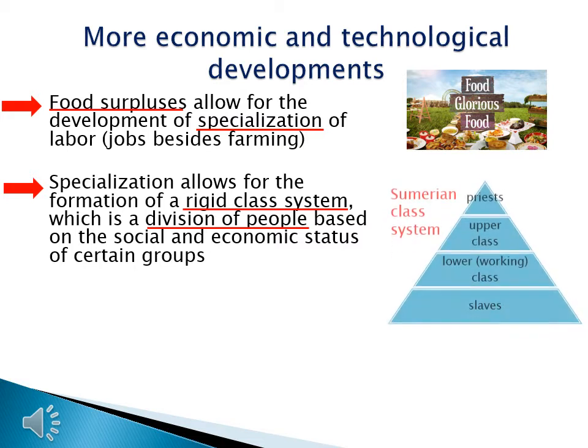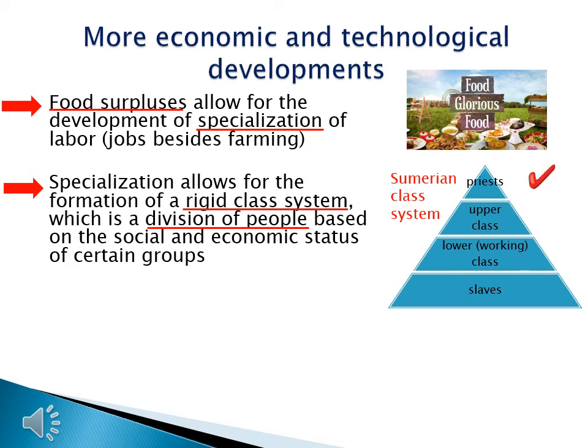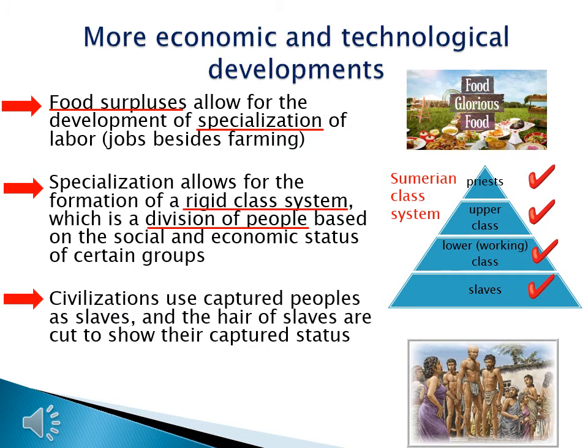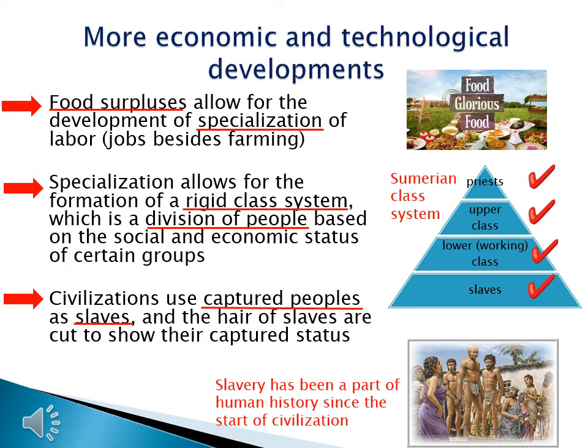So, for example, here's the Sumerian class system. You can see on the top are the priests. Those are the few people who basically run the civilization, saying what needs to happen according to the needs of the gods. Under them is the upper class. Those are the people who control the majority of the civilization. Under them are the lower or the working class. These are the people who are doing the jobs needed for civilization to move forward, like scribes and merchants and artisans. And then under them are slaves. Civilizations use captured people as slaves. They even cut the hair of slaves to show everyone the slaves' captured status. The slaves are doing the really hard work that nobody else wants to do. You're going to see that slavery has been a part of human history since the start of civilization. Go to the next slide.